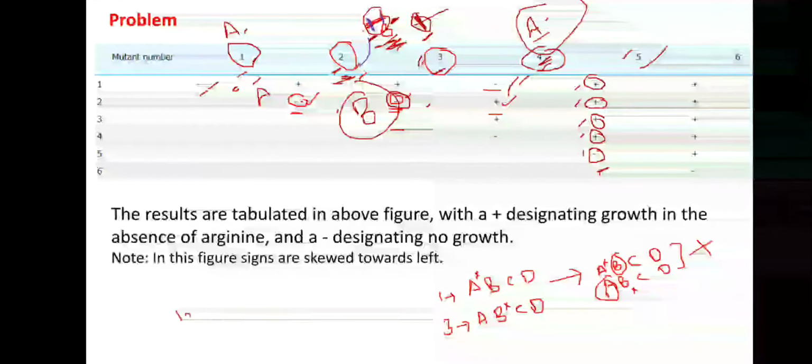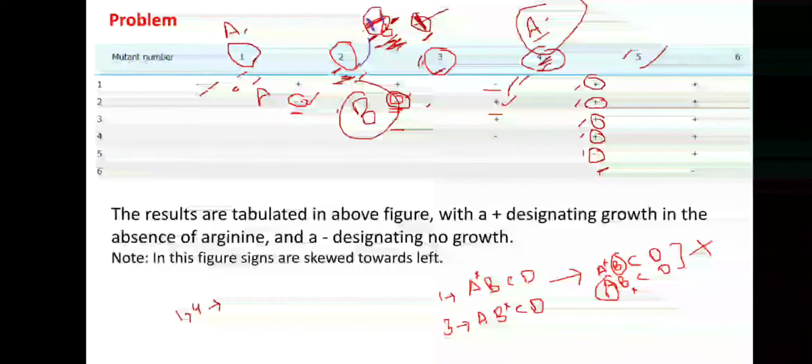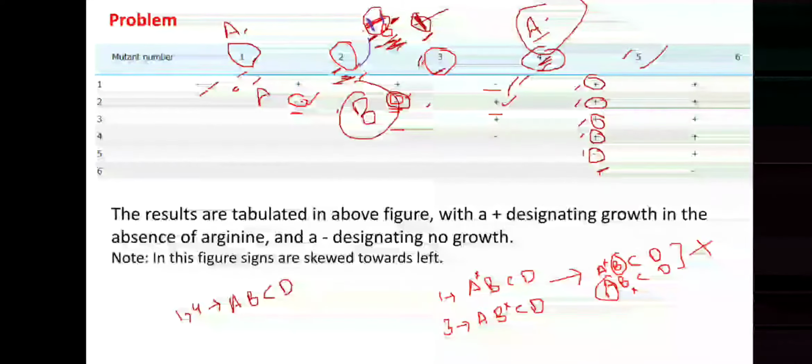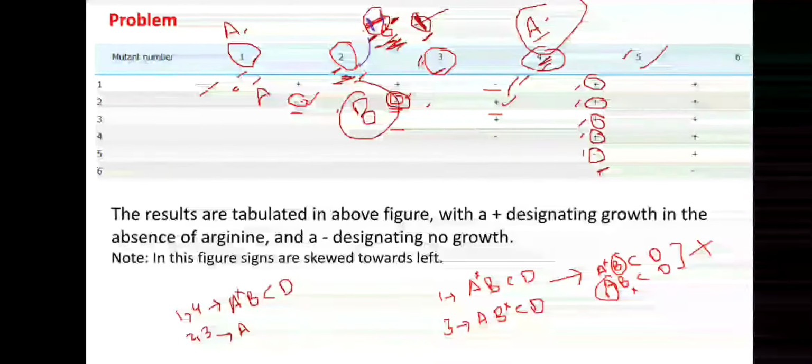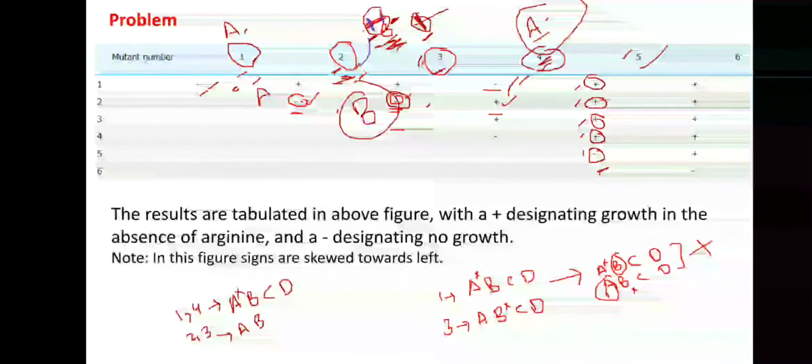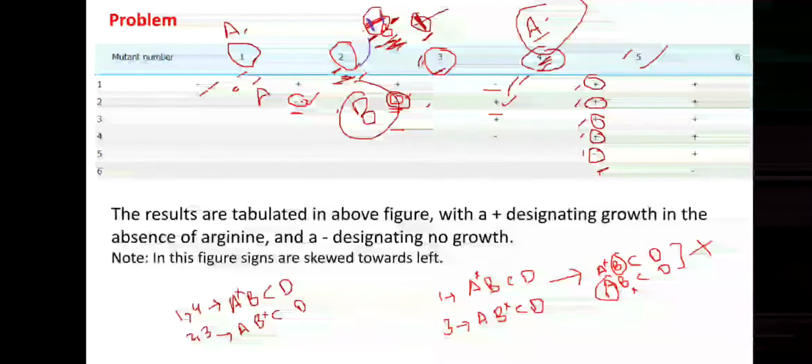Because 1 number mutant and 4 number mutant are the same, I'm writing them in one go. A, B, C, D. A was mutant. Similarly, 2 and 3 are the same, so I'm writing them together now. A, B, C, D. In them, B was the culprit.